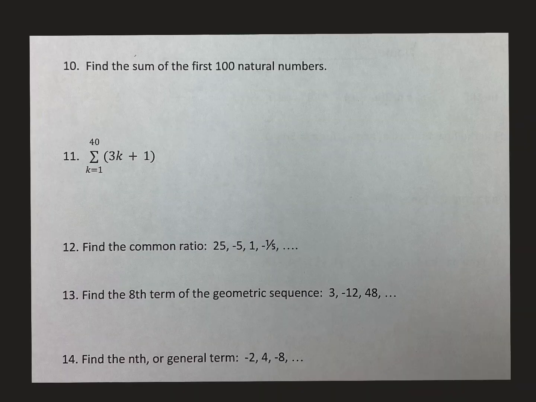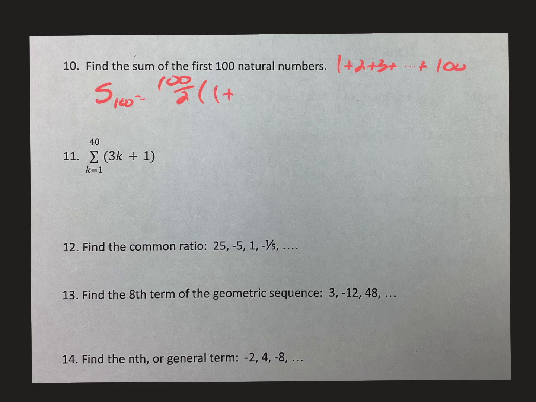There's number 9. Number 10, find the sum of the first 100 natural numbers. Natural numbers are counting numbers. You're going 1 plus 2 plus 3 plus all the way to the 100th one, whatever that is. Well, it'd be 100. So, sum of the first 100. There are 100 terms. So I'm going to do 100 divided by 2. It's arithmetic because the difference is the same.